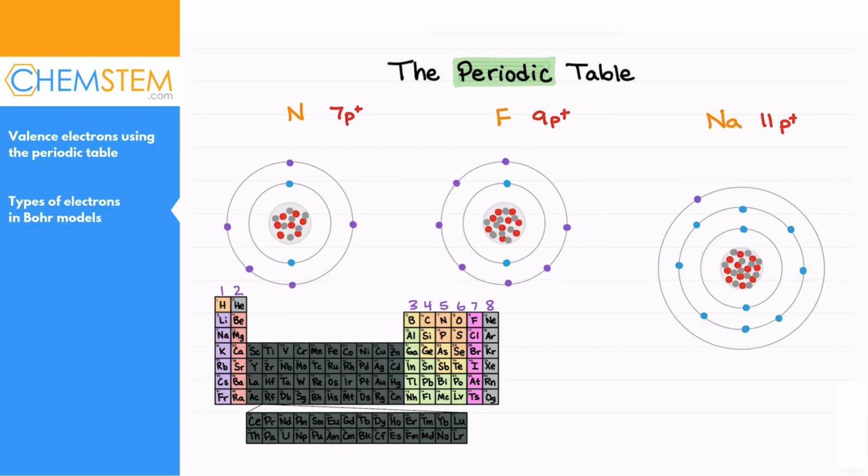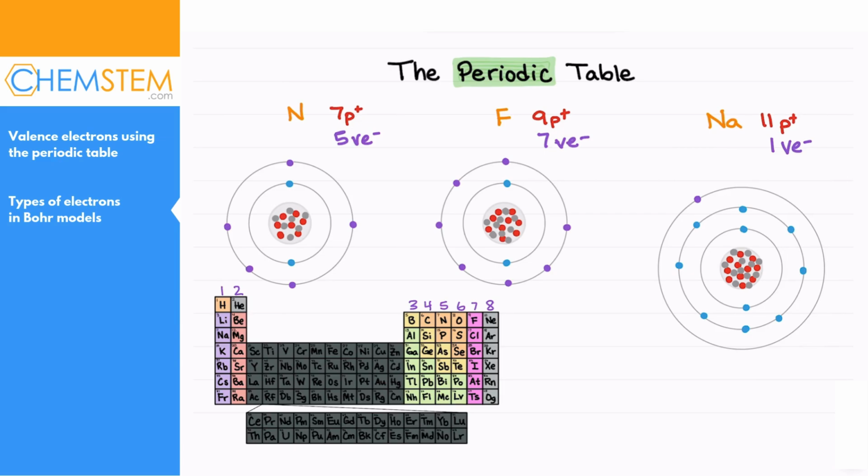Now let's count up the total number of valence electrons, which are now in purple. For nitrogen, it's going to be 5 valence electrons, which makes sense because nitrogen is in the 5th tall column. Fluorine is in the 7th tall column, so it has 7 valence electrons. And then sodium is in the 1st tall column, or the first family or group, and it has just 1 valence electron. But what are these other electrons called?